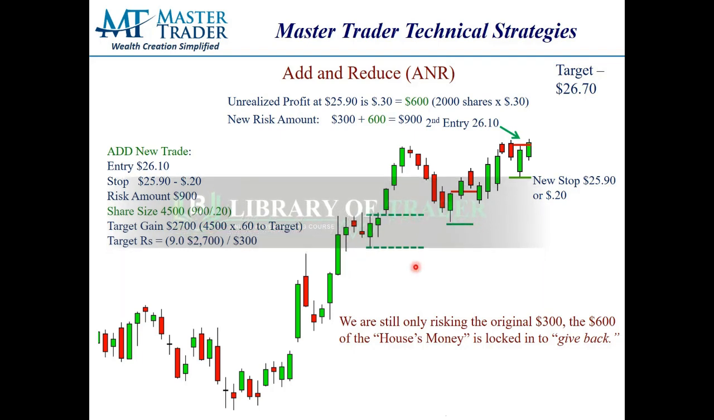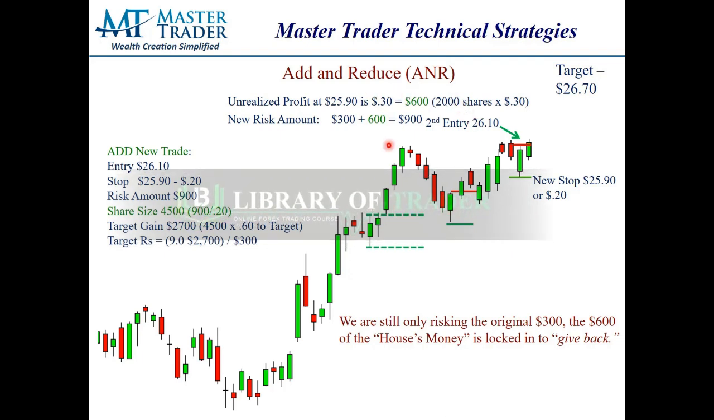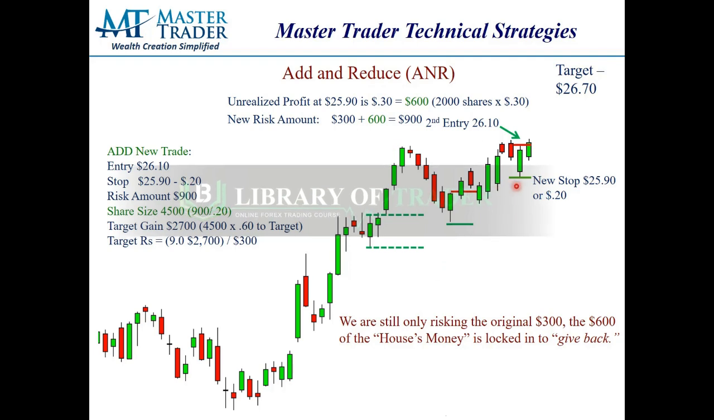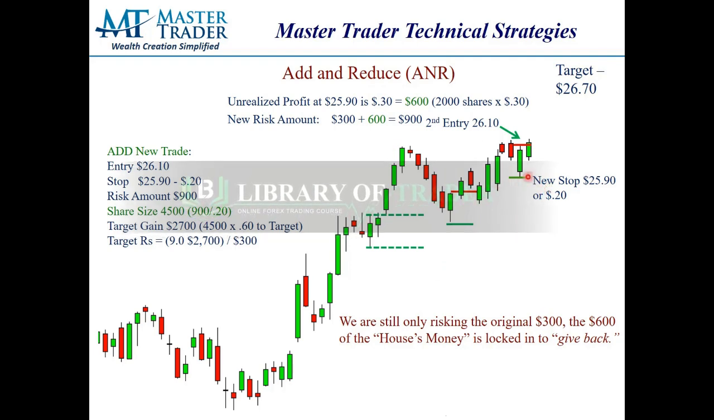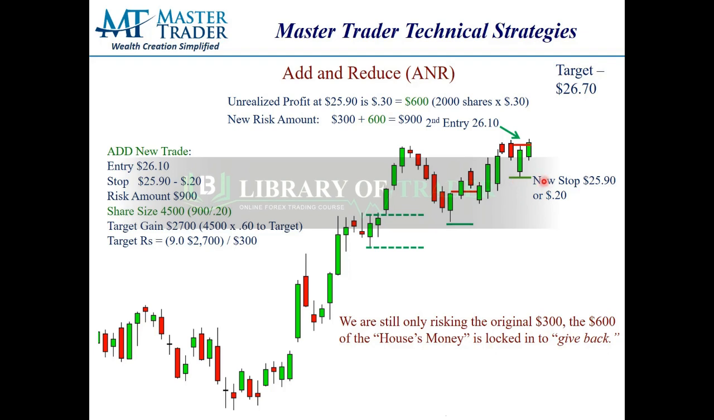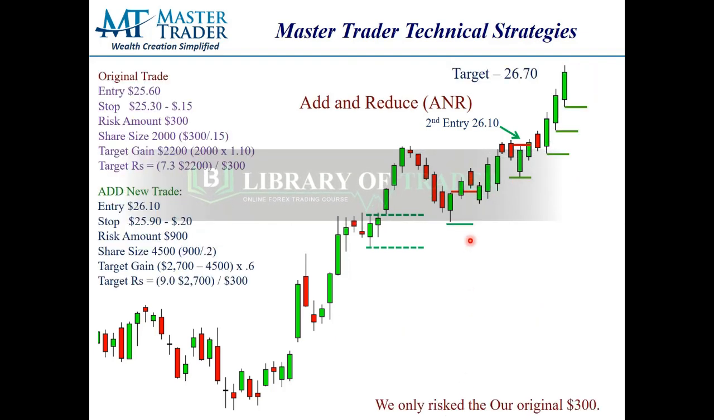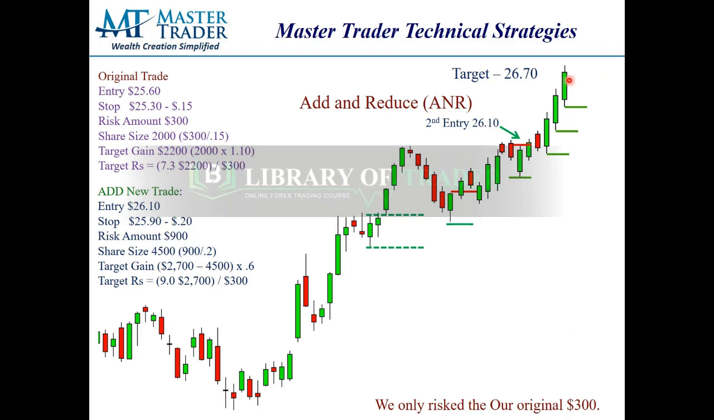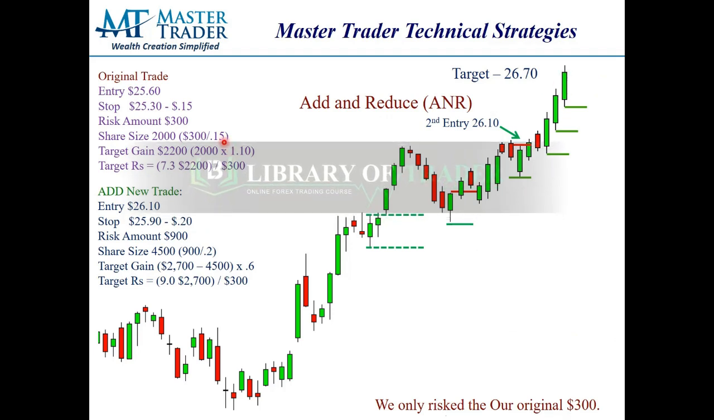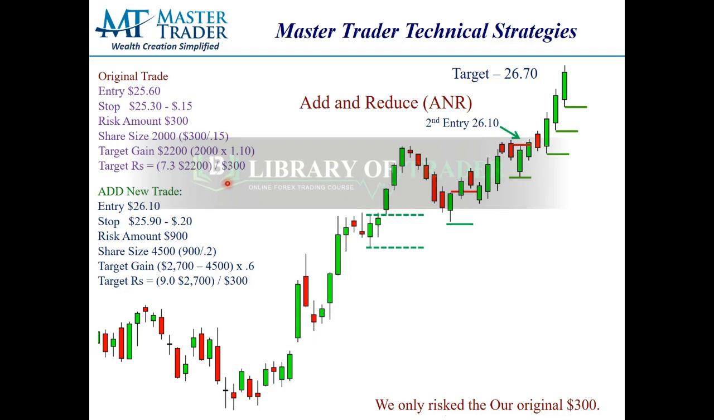So in these examples, we're still only risking our $300. In this example, I'm taking the house's money and buying more shares. With that, totally more shares, and my $300 risk is still here. As if I'm stopped out at this point, I only lose my $300. So here we go. Prices have pushed up to target, $26.70. This is our original trade that we've gone over.